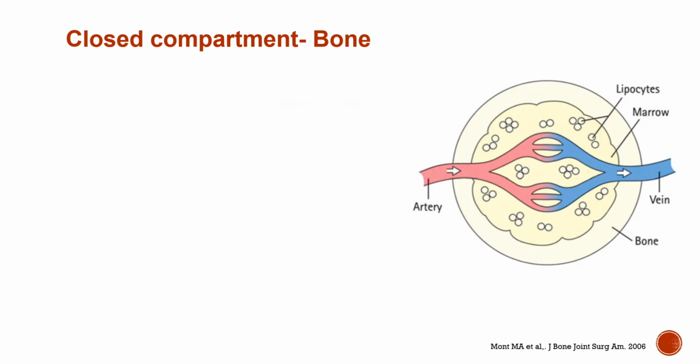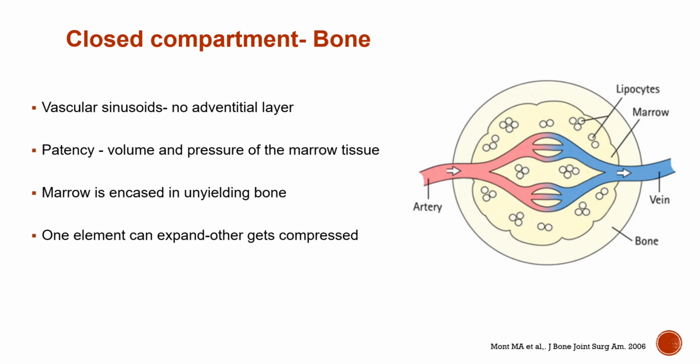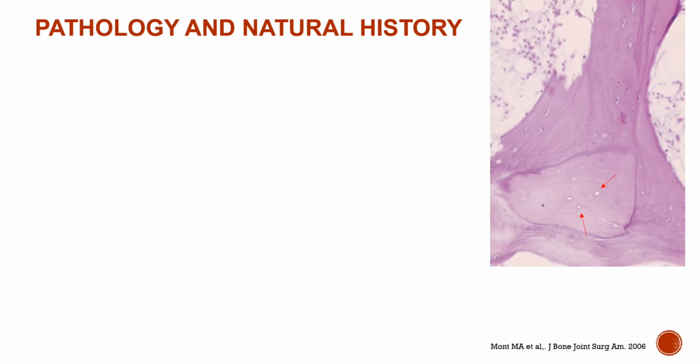The bone acts as a closed compartment. As we can see here, it is formed by various vascular sinusoids and there is no adventitial layer. The patency and volume of the marrow tissue is confined, and this forms an encasement for these vessels. And when one element expands, be it artery, it will further lead to the compression of the vein, and thus this leads to the intraosseous pressure increase.